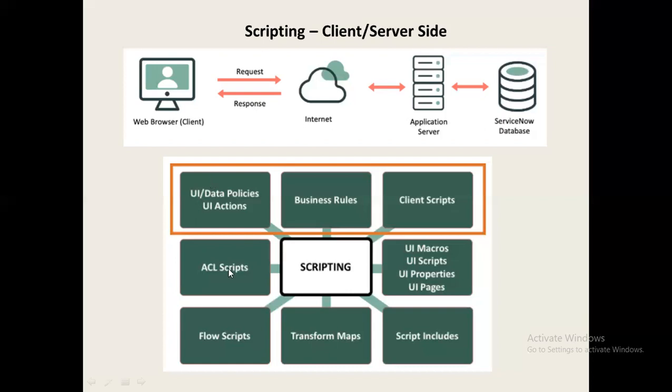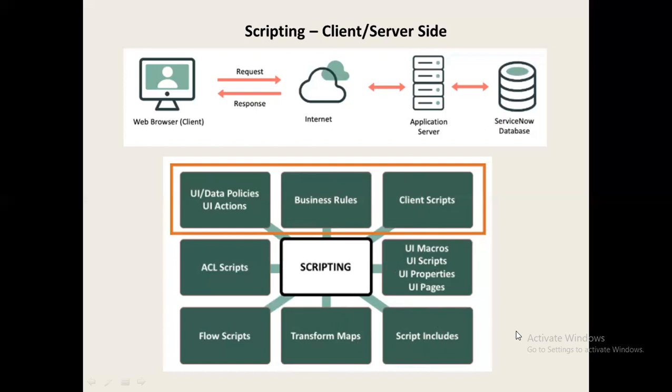Now, ACL scripts is something you already know. We have seen in ACL there was a concept of conditional advanced, and I could actually script those scenarios also. UI macros, UI scripts, this is something we'll take a little later. It is not so important at this point of time. Script includes are something you write in the backend, which you can call in multiple areas. You can call it in business rules, you can call it in client scripts. Transform maps, we have seen already when we talked about importing data. How do you create a transform map? There also you can script things. This is interesting stuff.